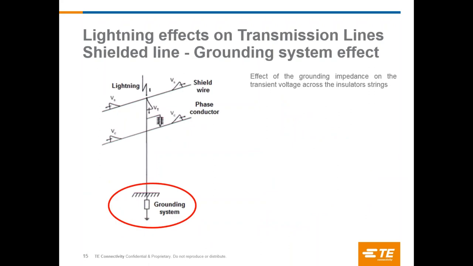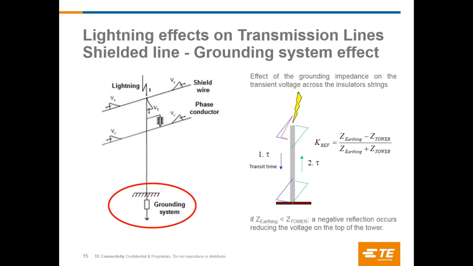For shielded lines, the transient voltage at the top of the tower and across the insulators depends strongly on the transient grounding system behavior. The effect of the grounding system starts when the incoming tower transient voltage reaches the grounding system at T1, defined as the transit time. At this time, if the grounding impedance differs from the tower impedance, the incoming voltage will suffer a reflection, and a new voltage wave, here colored as the reflected wave, will be generated with magnitude and polarity that depend on the reflection coefficient. The reflection coefficient is given by the equation shown on the right side of the picture.